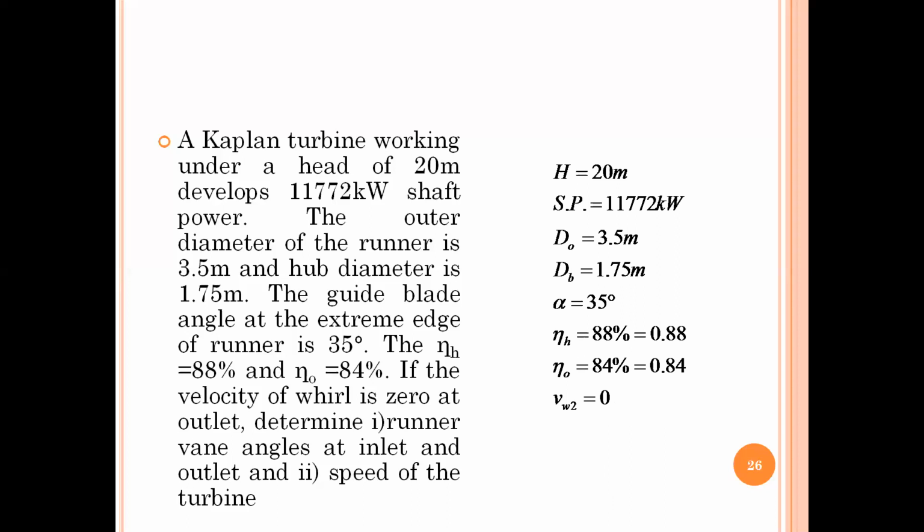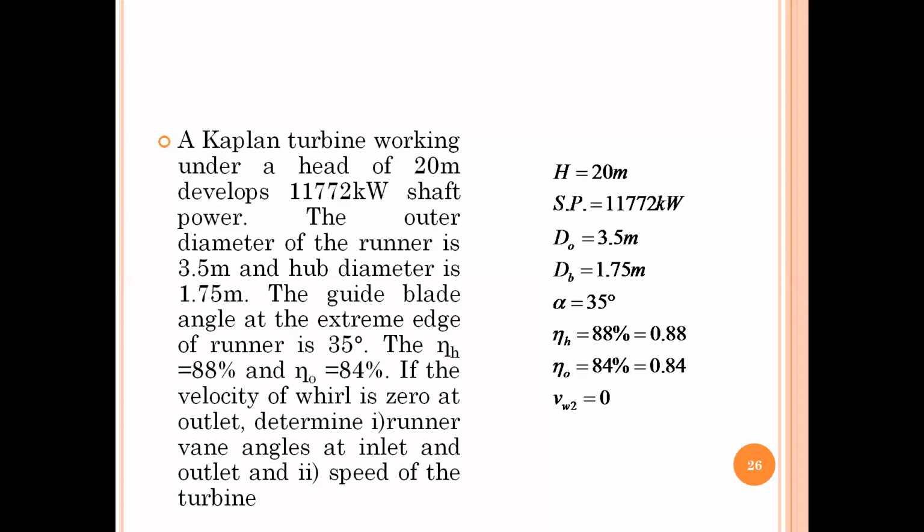So this is the data given. Your H is 20 meters. Shaft power is given by 11,772 kilowatt. The outer diameter, that is your DO, is given by 3.5 meters. And the diameter of the hub or the boss, DB, is given by 1.75 meters. Alpha is given as 35 degrees. The hydraulic efficiency is 0.88. The overall efficiency is 0.84. And VW2 is equal to 0.